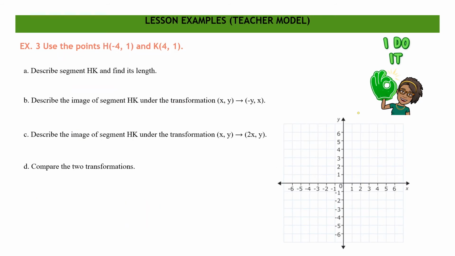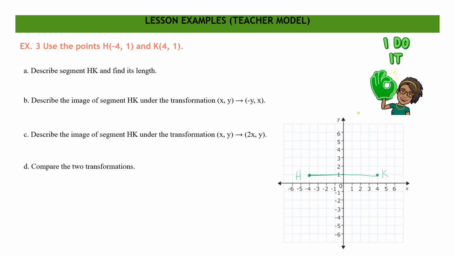Okay, last example, guys. We have example 3, and it tells us to use the points H, which is -4, 1, and K, which is 4, 1. So in part A, it tells us to describe the segment HK and find its length. So first we have to plot the endpoints of this segment. So we have -4, 1 for H. So -4, 1 is here for H. And we have 4, 1 for K, which is here. So that is our segment, guys.